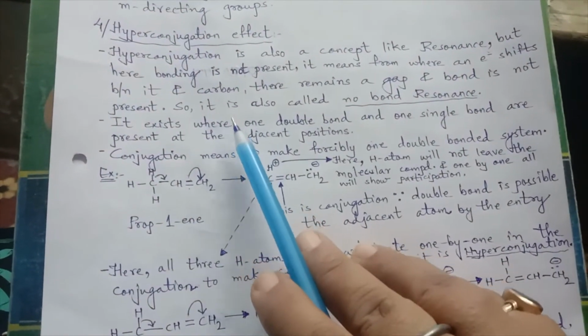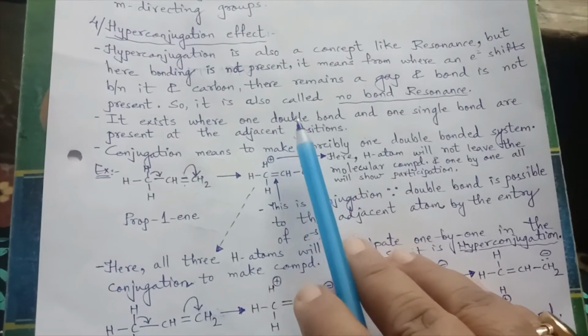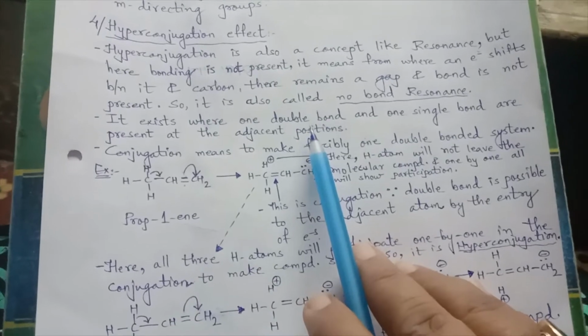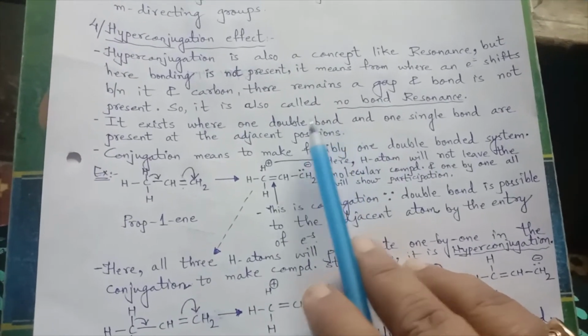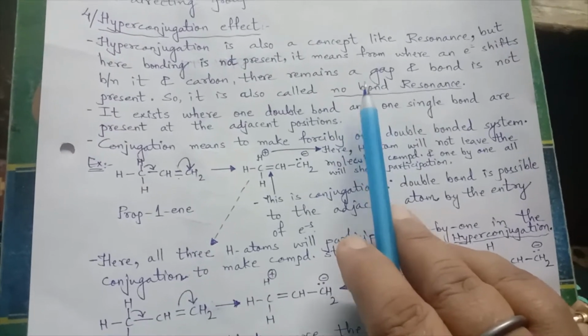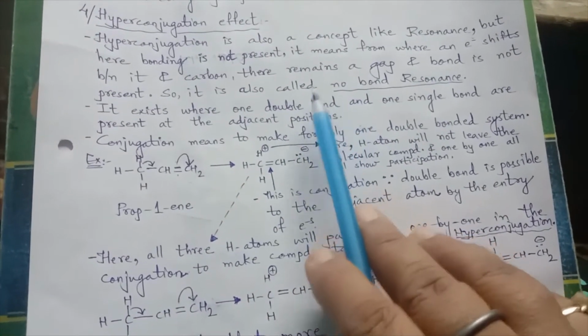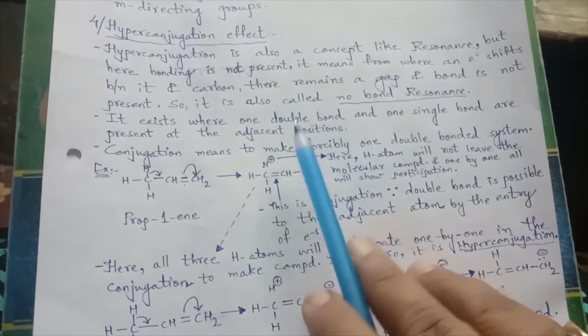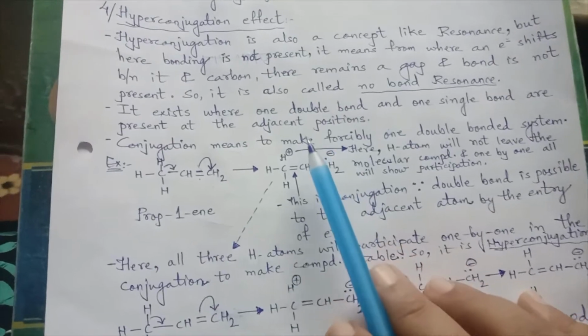Shifting of the bonds between two carbon atoms or a carbon and an element takes place. But during this shifting, there will remain a gap. Empty space will remain there and the bond will not be formed. Whereas that particular hydrogen will not leave the molecular compound either. So where does this take place?